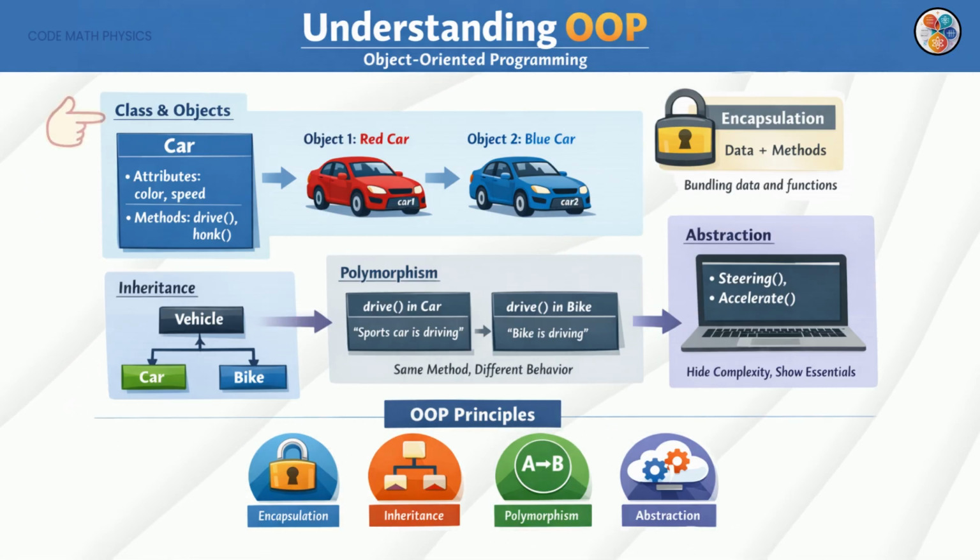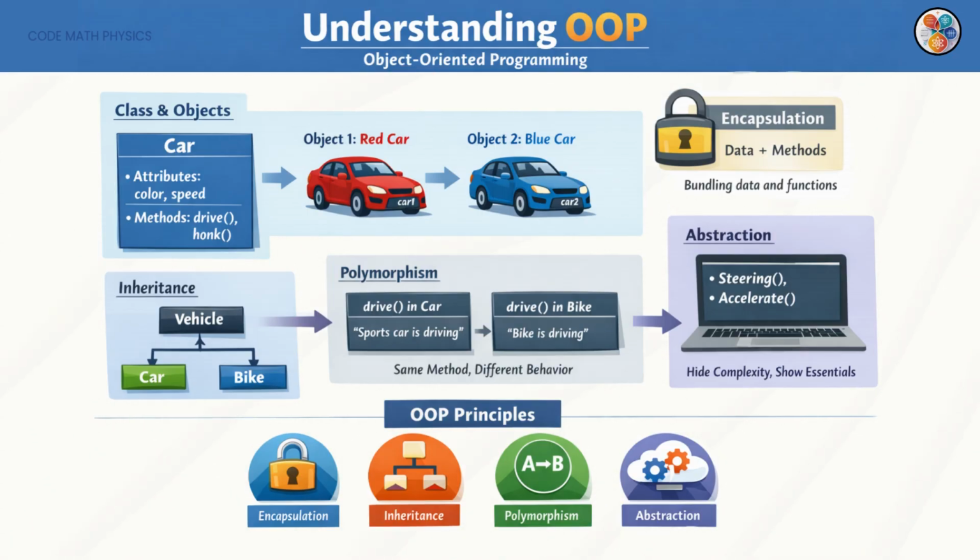First, look at the left side. We have a blueprint called Class Car. This blueprint says every car should have attributes like color and speed, and behaviors like drive and honk. From this one blueprint, we can create many real cars. These are called objects. Here we see two, a red car and a blue car. Both are made from the same car class, but they can have different colors. So classes are blueprints and objects are the actual things we create.